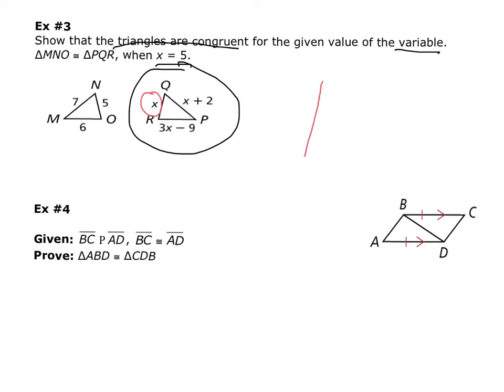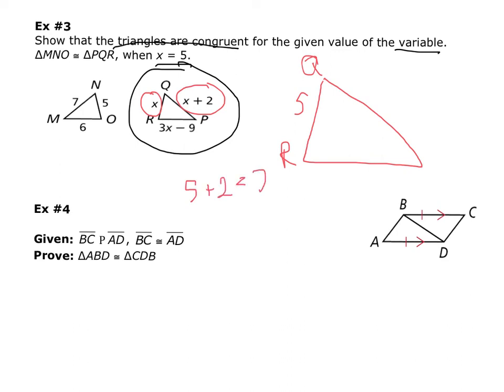Okay, so if we redraw this triangle, we know that QR is going to be 5. If we plug into x plus 2, we know that's 5 plus 2, or 7. So we know that QP is 7. And then if we plug into 3x minus 9, you have 3 times 5 minus 9, and 3 times 5 is 15. And if we subtract out 9, we get 6 for segment RP.